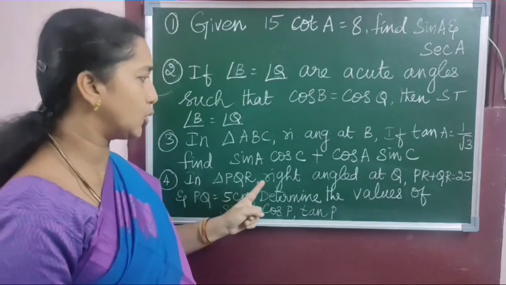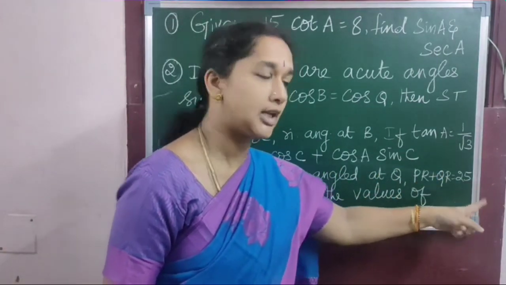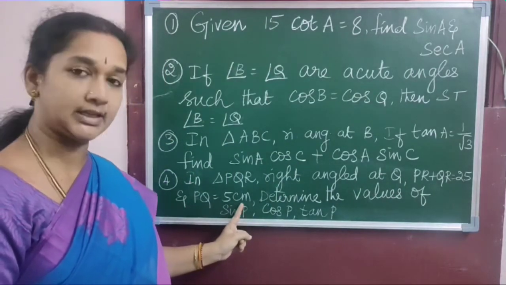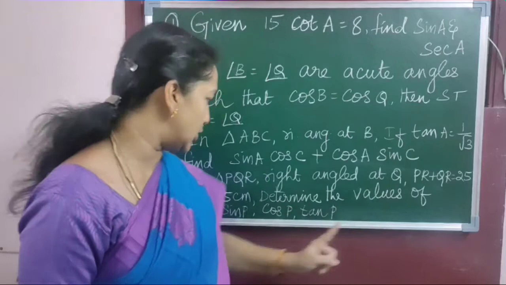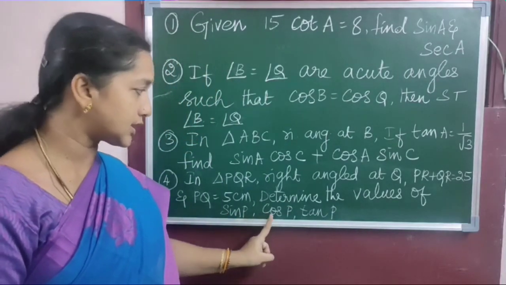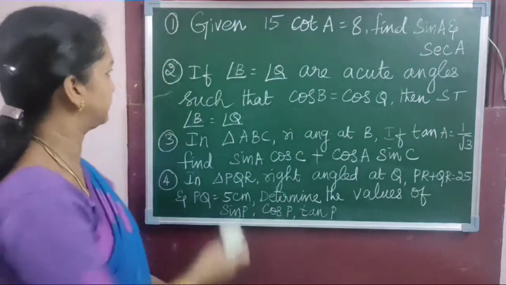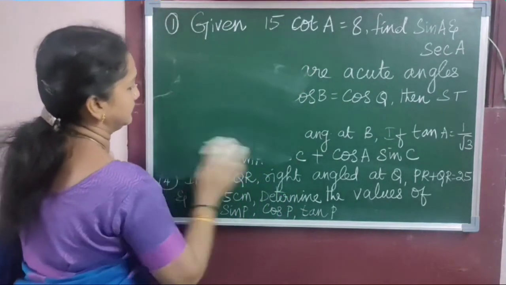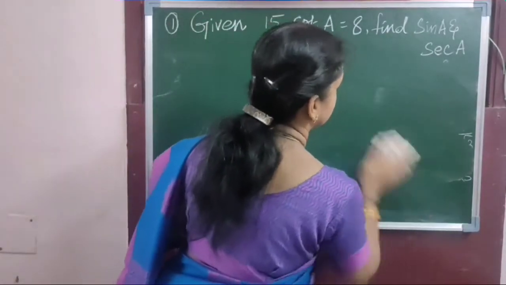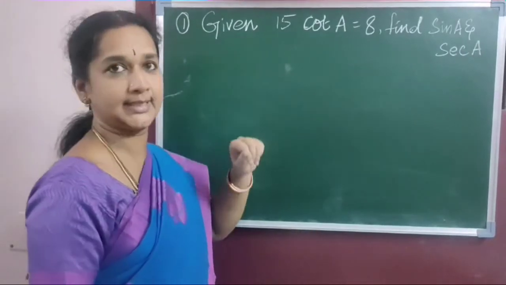Fourth sum, in triangle PQR, right angled at Q, PR plus QR is equal to 25 and PQ is equal to 5 cm. Determine the values of sin P, cos P, tan P. Okay, one by one we will see. Now we'll see the first sum.